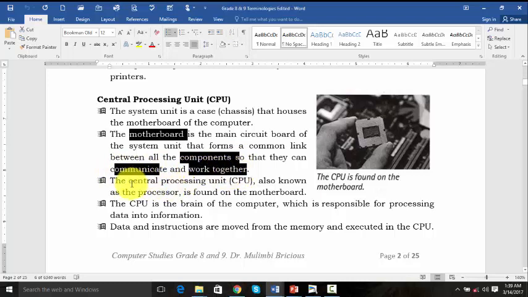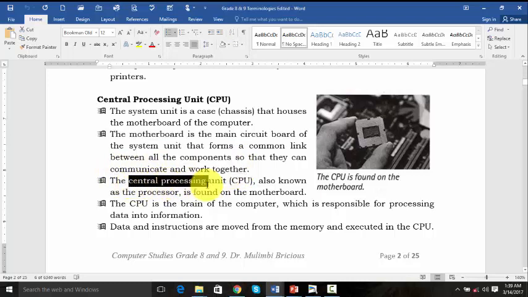So now in this case what we are saying is that the central processing unit, which is the CPU, also known as the processor, the other word for the CPU or central processing unit is the processor, is found on the motherboard. So like what we saw in the board in the video there, this is found on the motherboard. The CPU is the brain of the computer, which is responsible for processing data into information.